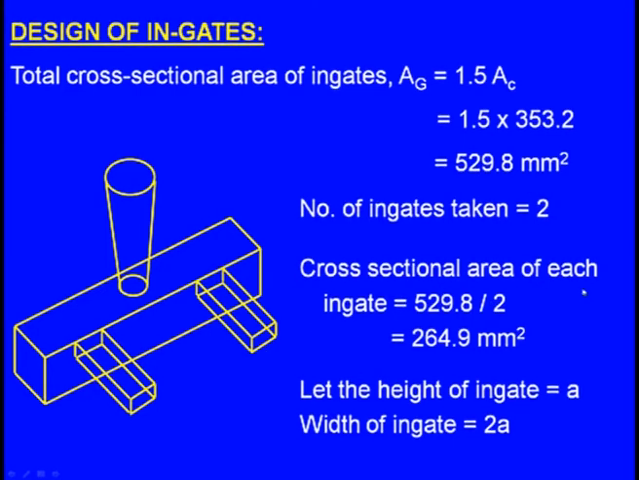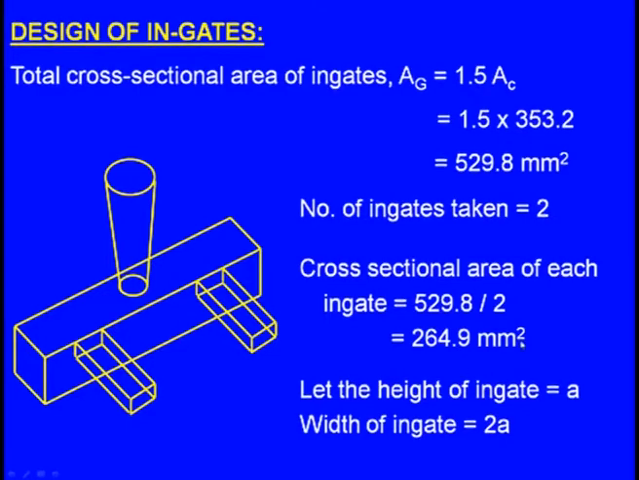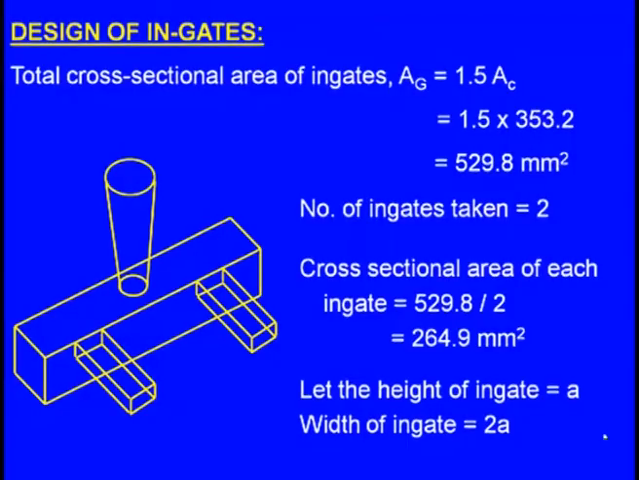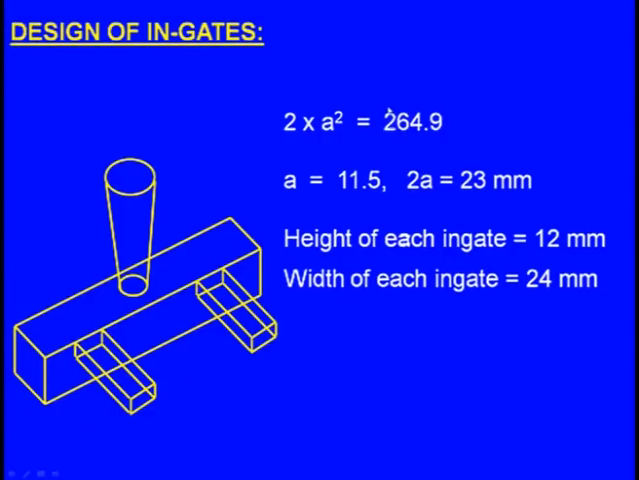Now, the cross sectional area of each ingate is equal to 529.8 divided by 2, that is equal to 264.9 square millimeters. And again, the cross section of an ingate is a rectangle, and the width of the cross section will be double its height. Now, the height of the ingate is equal to A, then the width of the ingate will be 2A. Now, this is the cross sectional area, 2A square is equal to 264.9. Then, if we simplify this, A is equal to 11.5 and 2A is equal to 23 mm.